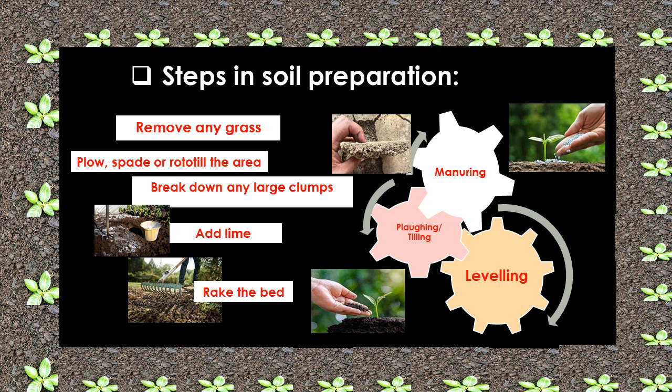And manuring is adding manure to the soil before plowing. It increases fertility of soil. So let's talk about all of these 3 steps in detail.